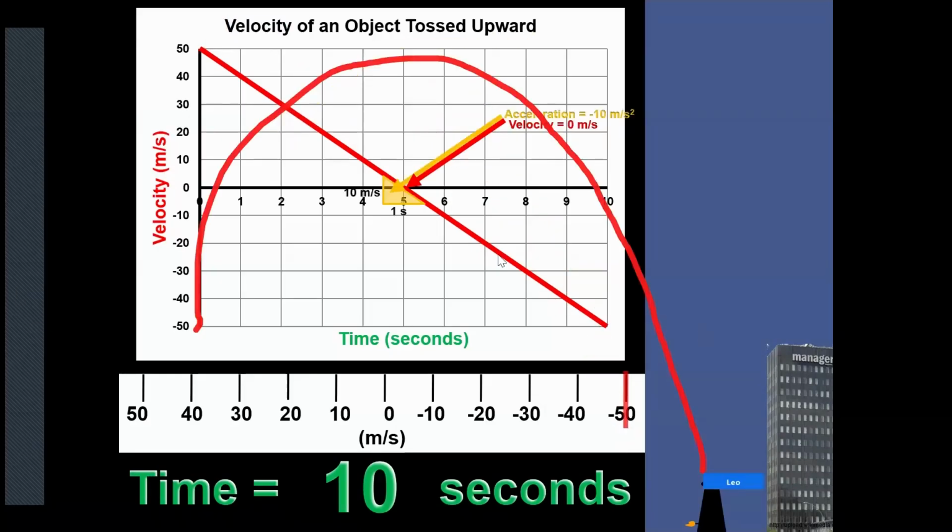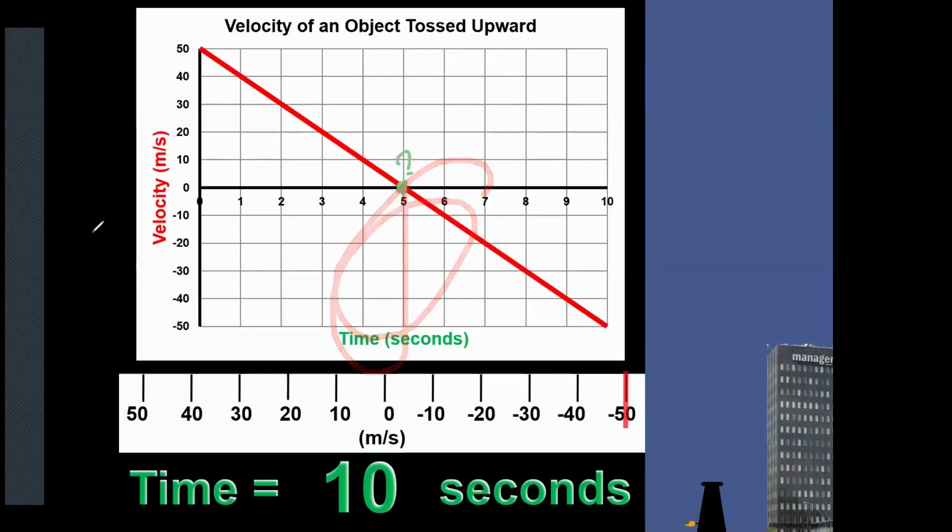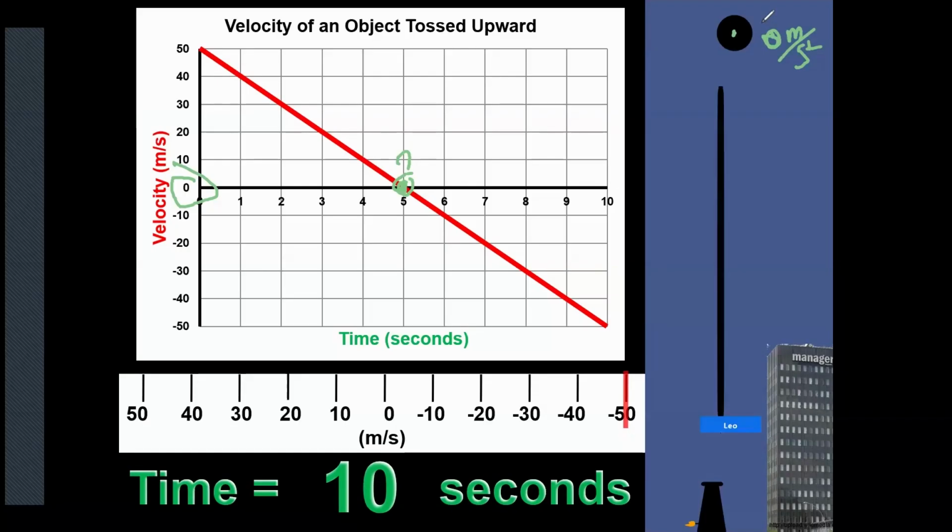Okay, next. What does this point represent? Where is it located? Here. Maximum height, right? And at the maximum height, what's the velocity? Zero. The acceleration is zero meters per second squared. Daniel, what's the acceleration at the maximum height? I think it's 9.8 meters per second squared.